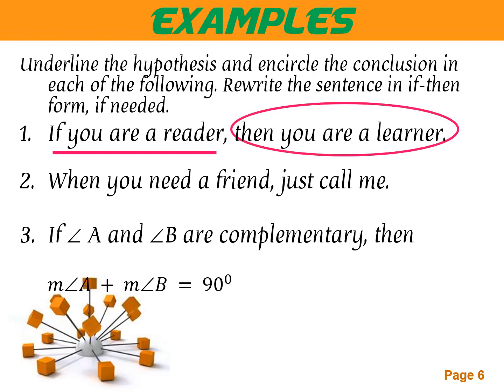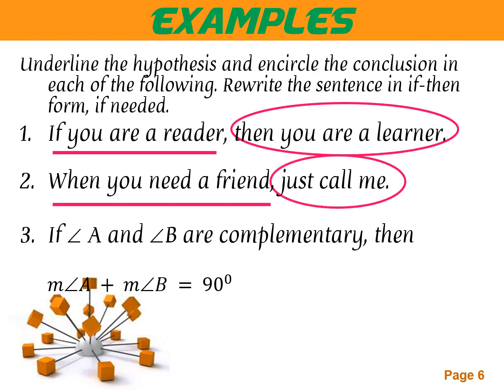So for number two, when you need a friend, just call me. This one is not yet in if and then, but you have the premise indicator when. So therefore, when you need a friend is your premise, just call me will be your conclusion.